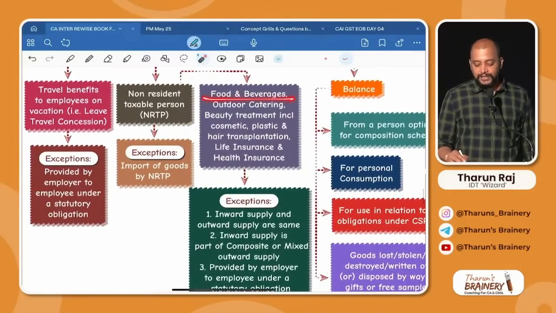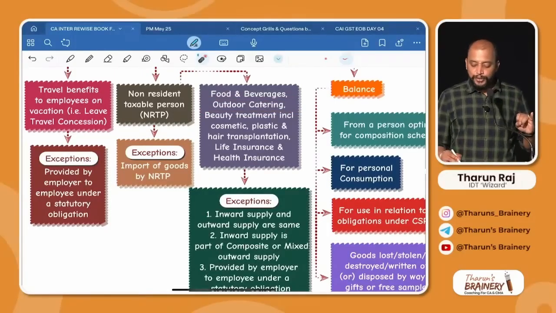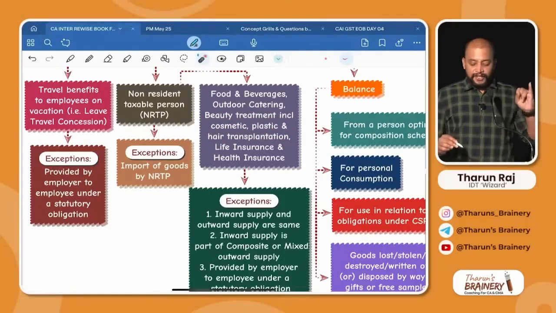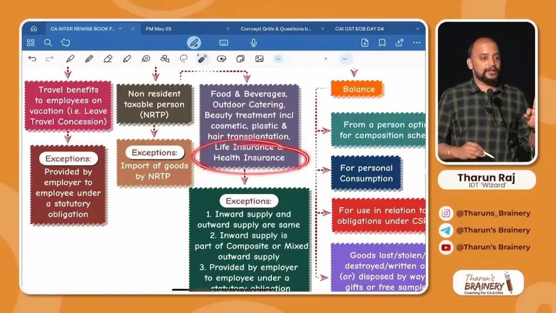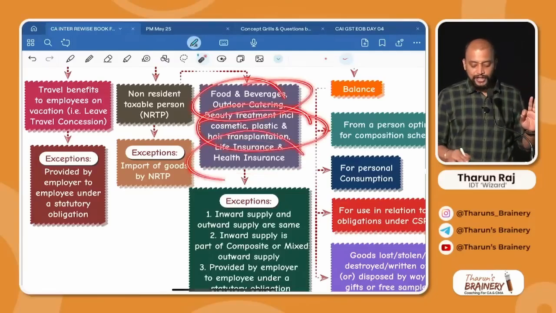Food and beverages, outdoor catering. Remember food. Then beauty treatment, cosmetic surgery, plastic surgery, beauty. If you eat too much food, beauty gets spoiled, then insurance is required. Got it? Only 3. Food, beauty, insurance.